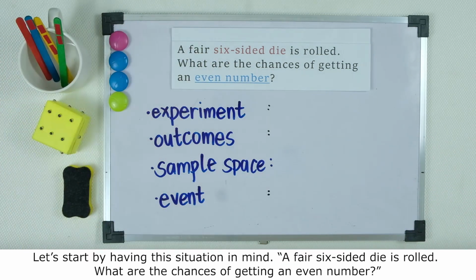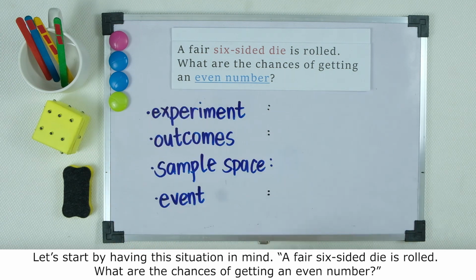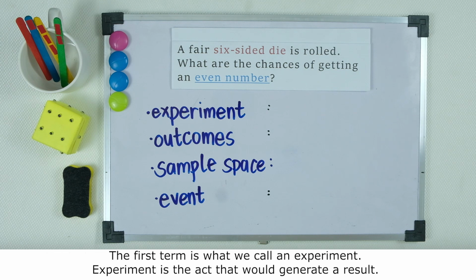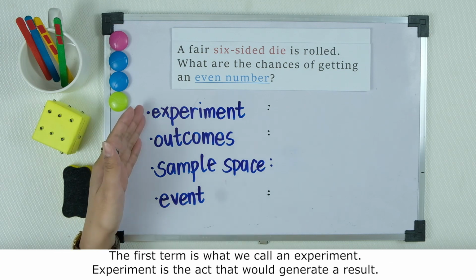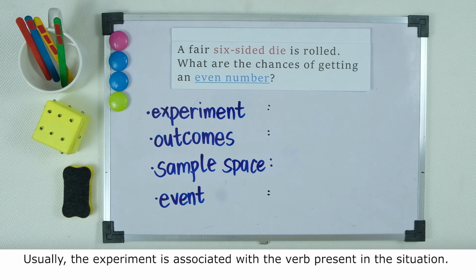Now, let's start by having this situation in mind. A fair six-sided die is rolled. What are the chances of getting an even number? The first term is what we call an experiment. Experiment is the act that would generate a result. Usually, the experiment is associated with the verb present in the situation.